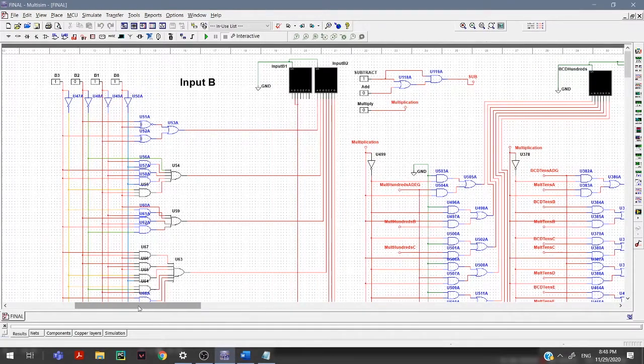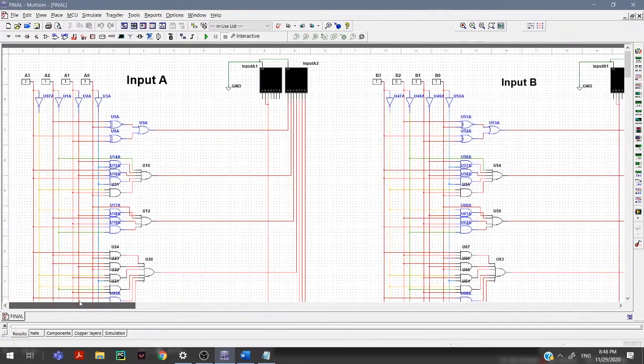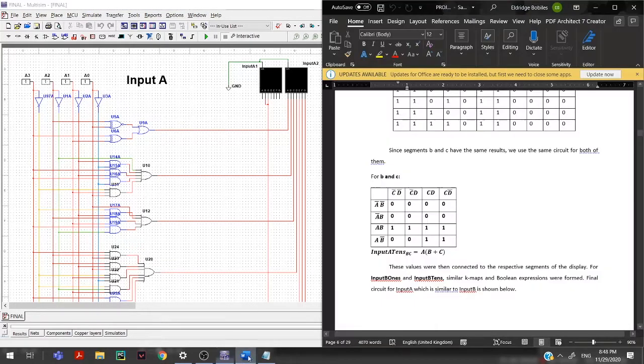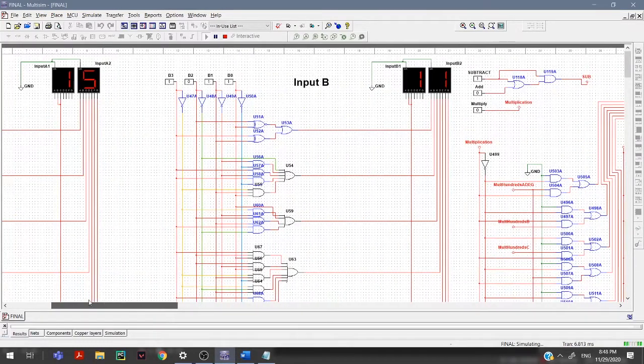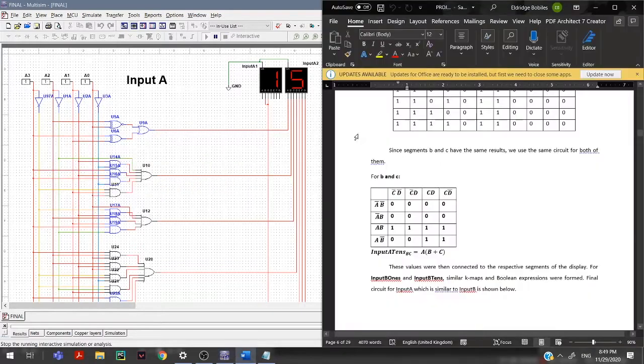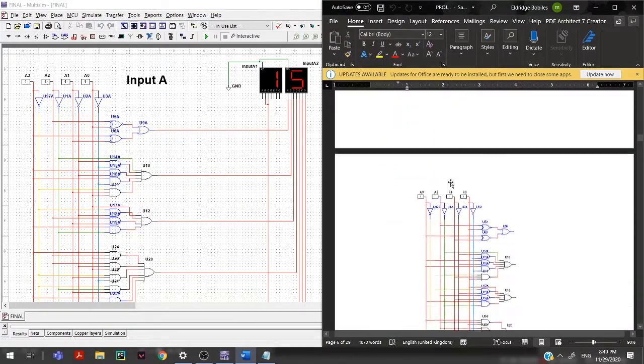So for our input B, which is in this part, let's expand the circuitry. Input A is the exact copy of input B. The only difference is that input A had A3, A2, A1, A0 as input, and input B had B3 to B0 as input. So they are basically the same, input A and input B. For example, when you put 1111 in input A and 1011 in input B, we can see that input A has a value of 15 and input B has a value of 11. That's it for the first part of our logic circuitry.